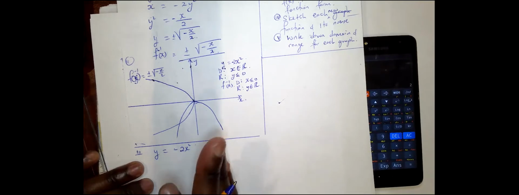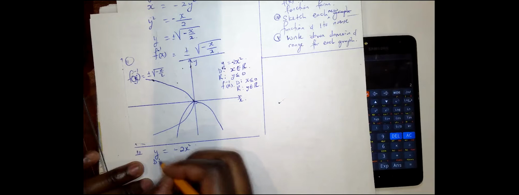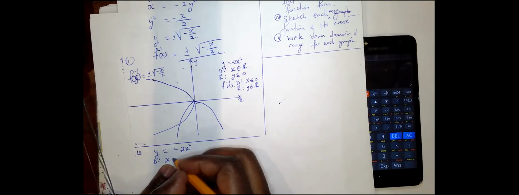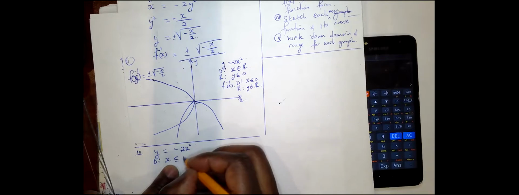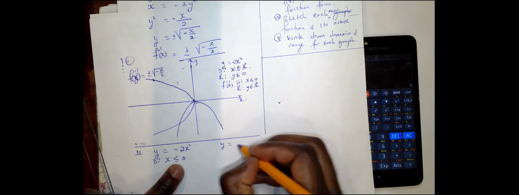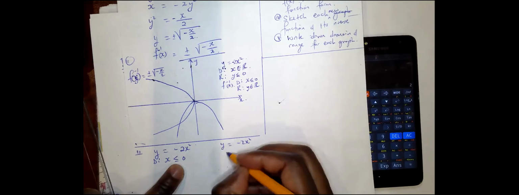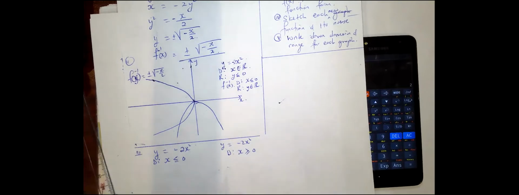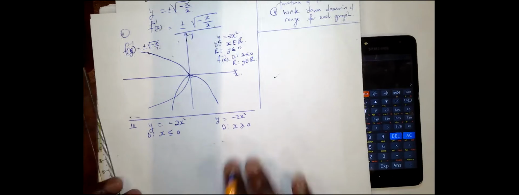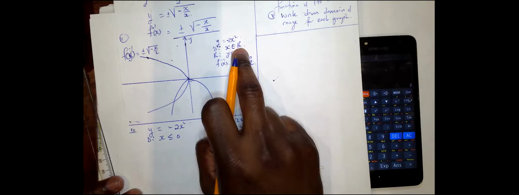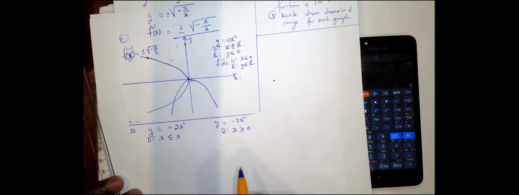So for the first restriction, on the domain, we're going to say x less than or equal to 0. Then for the second one, we're going to say y equal to negative 2x squared, but now our domain is x greater than or equal to 0. That's what we'll be having there. So we're restricting the domain here because it's no longer element of real numbers. Now we want to see what our range would be.